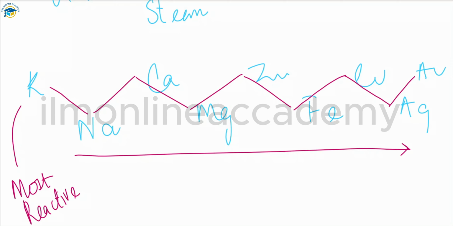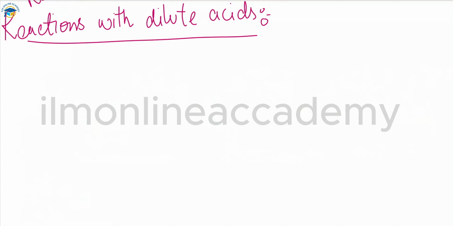Next we will talk about the reactions with the dilute acids. For the reactions with dilute acids, mostly dilute hydrochloric acid is used. The metals at the top of the reactivity series, potassium, sodium and calcium, are too reactive, so the reactions with hydrochloric acid are too dangerous to be attempted even if we are using the dilute one.